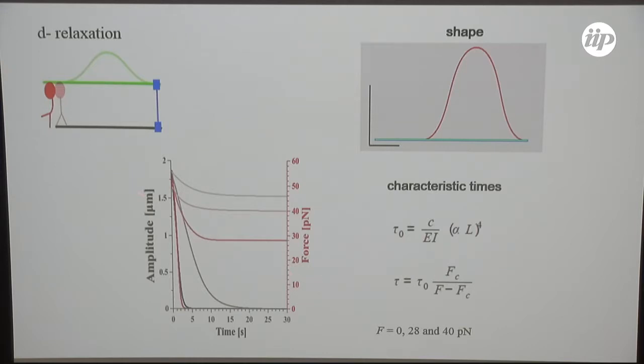The question is, if we start with a shape and we relax, but with a force that is still bigger than the critical force, the microtubule relaxes to a shape with a smaller amplitude. So in this case, the characteristic time is longer. We see here that the characteristic time to go here is longer than in the case of just a free relaxation.